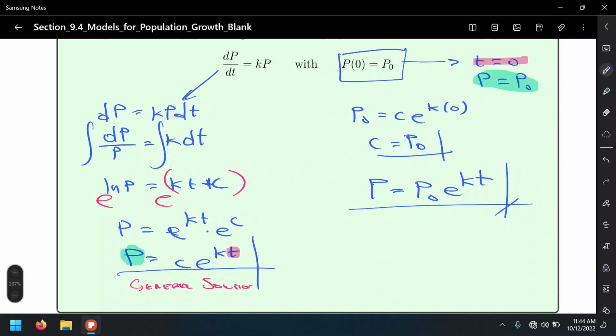And this k, depending on its sign: if k is positive, this model will represent growth. But if this model has a negative k, that will represent decay. All right, like those problems in radioactive decay from pre-calculus, or population growth, depending on the sign.